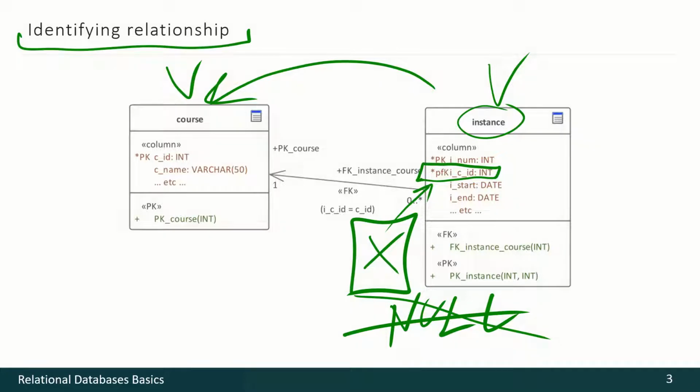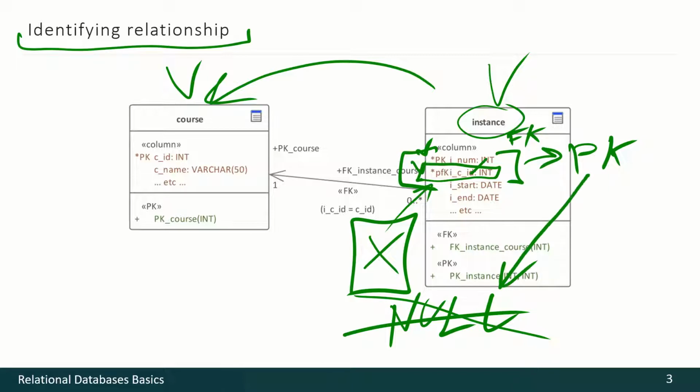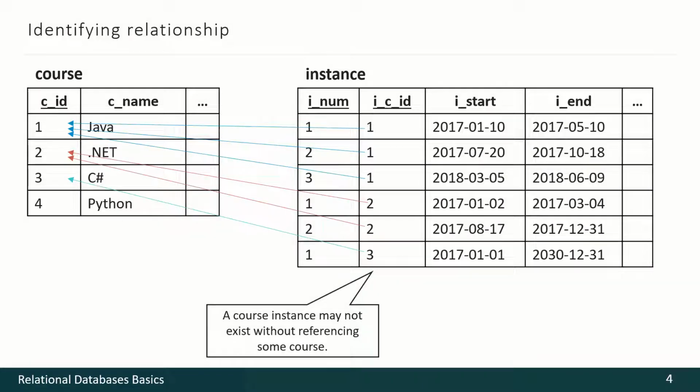We may add the foreign key into the primary key, making it a part of the primary key. So here we can see the primary key consisting of two fields, the first and the second. The second is our foreign key, but it's a part of the primary key, and a primary key can never contain any null value. This is how it looks with data.